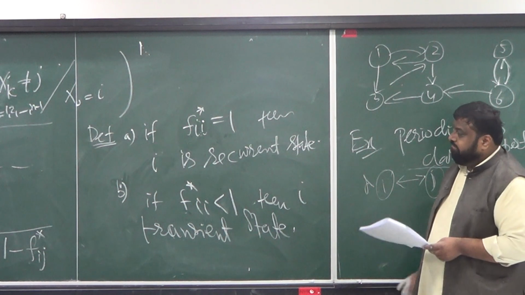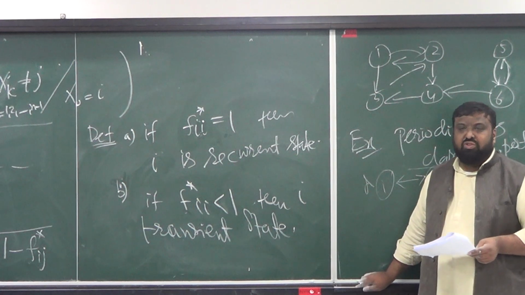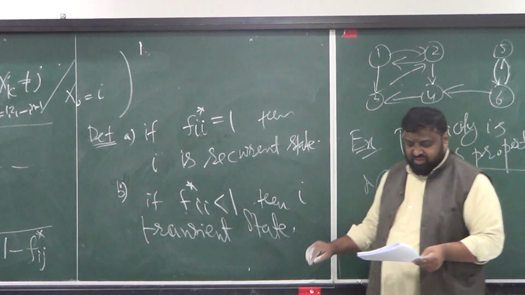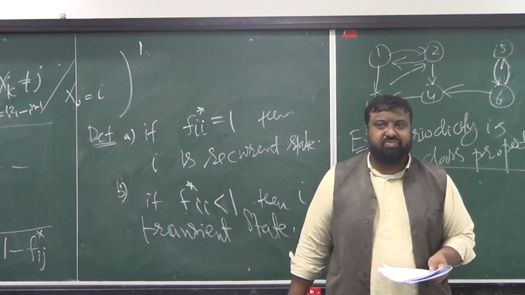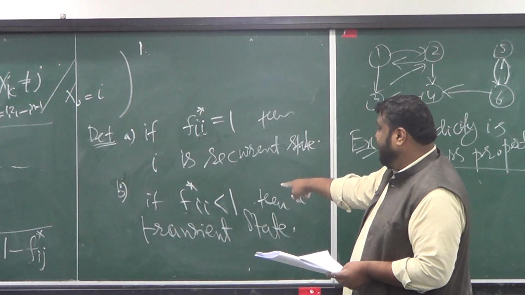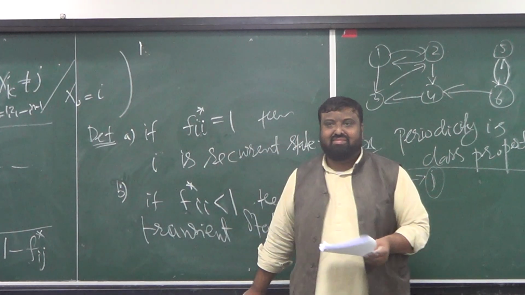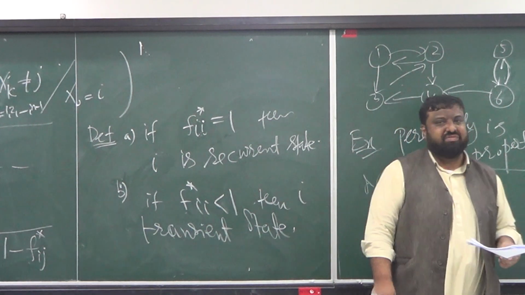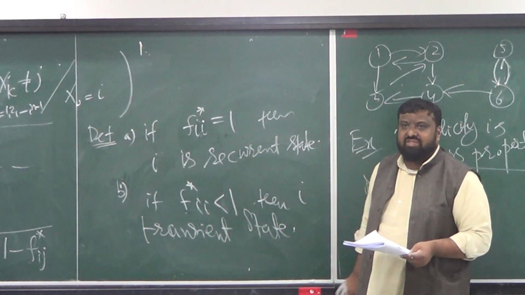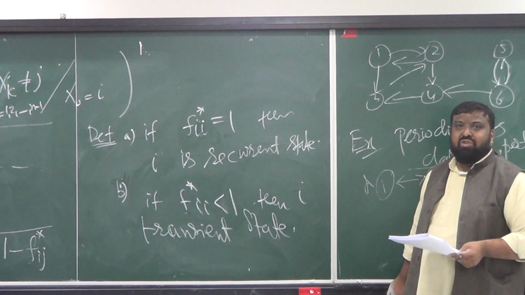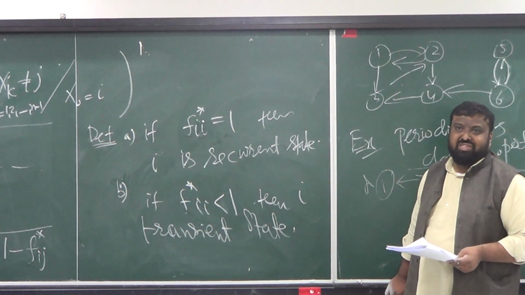Okay. What would be the last thing? What would be your wish? So these quantities are interesting. Very interesting quantities. F_ij star. Very interesting. From where do you want to fetch this information?